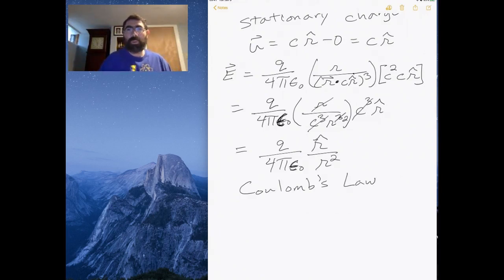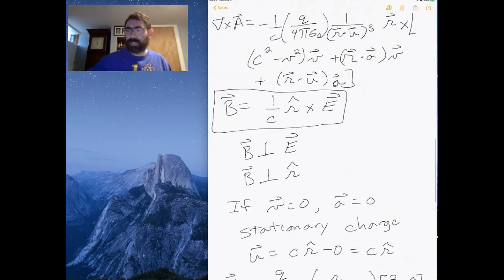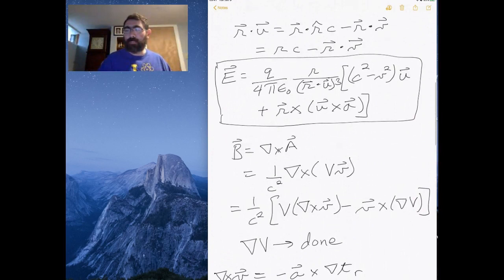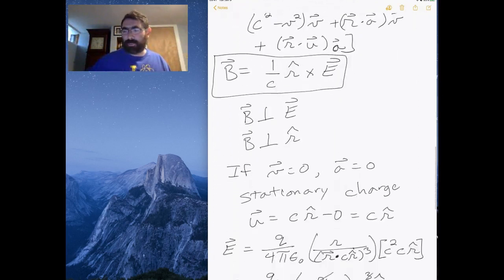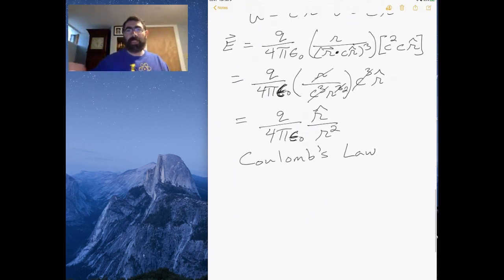So that's good. We started with what looked like a very complicated potential equation that was both spatially and time dependent. And then we worked through and came up with a very general form of the equation written up here. But now if we take the special case of a stationary charge, what it leaves us with is Coulomb's law. So Coulomb's law becomes an approximation or a special case of a much more general explanation of electric and magnetic fields of a moving charge.